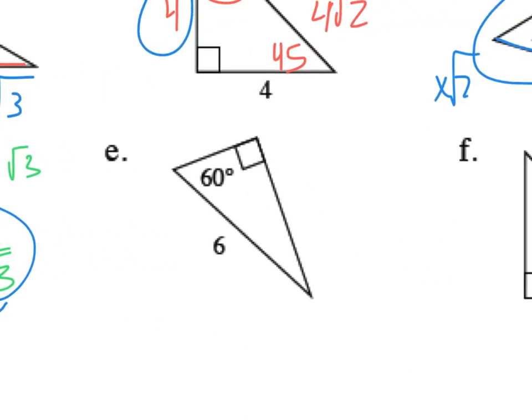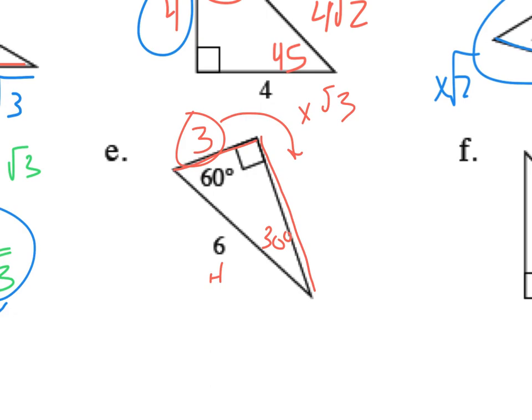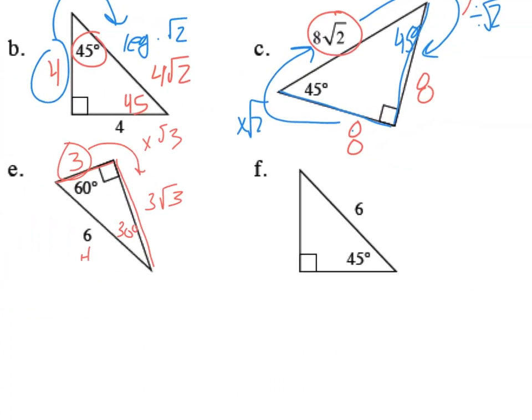One more problem here with a 30, 60, 90. If I have a 60-degree angle here, here's a 30-degree angle. So that means this length is the short leg. Remember, this is the hypotenuse. The short leg is always half of whatever the hypotenuse is. And then in order to get the long leg, I take whatever the short leg is times the square root of 3. That's just the rule that we have in a 30, 60, 90. So that means that this is going to be 3 times the square root of 3 for that specific problem.